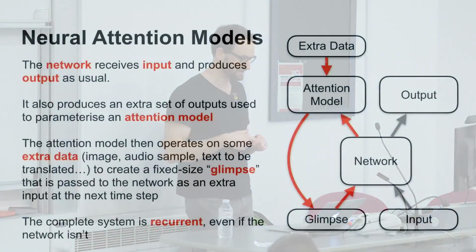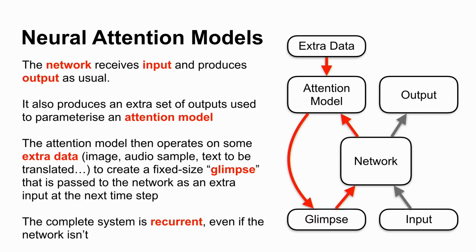This glimpse vector is then the thing that is passed into the network. So just to recap, the network outputs some parameters. Those parameters are used to parameterize an attention model. The attention model is applied to some extra data. That gives you some glimpse vector of pre-specified size and format, and that's then fed into the network. And so an important thing to note is that the combined system here is recurrent even if the network isn't. Because you've got this loop where you output some attention parameters, and those attention parameters then affect what you will get as input at the next step, you've got something that is effectively recurrent even if the network itself doesn't have a recurrent internal state.